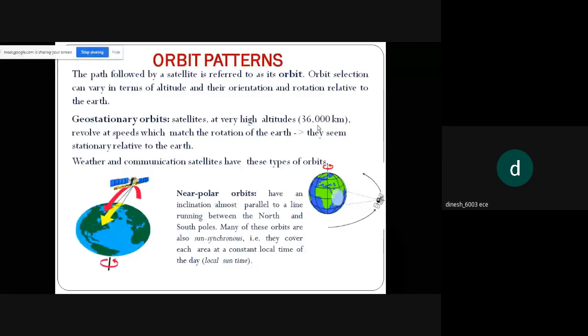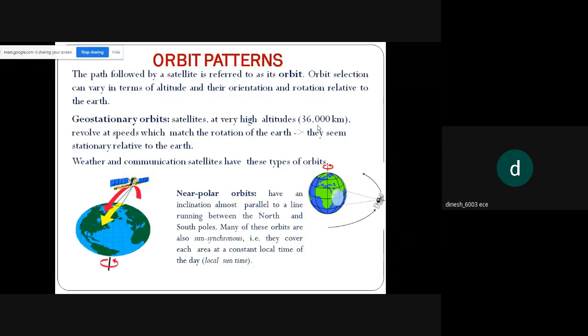Satellites placed in geostationary orbits are called geostationary satellites, and these are used for weather and communication satellites. Weather and communication.